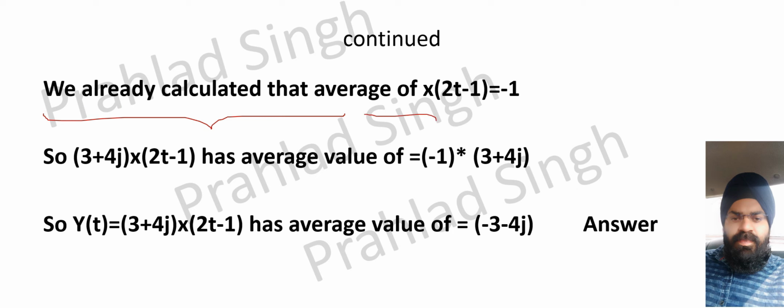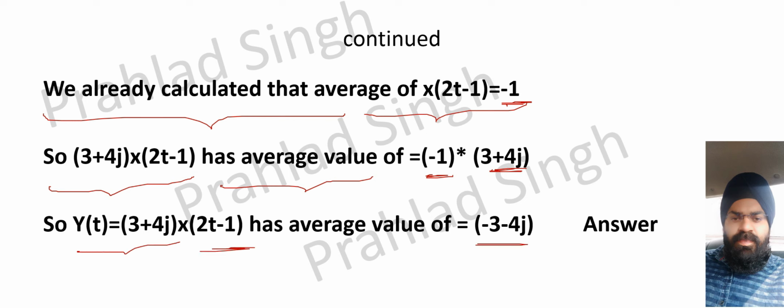We already calculated the average value of x of 2t minus 1, which is minus 1. So (3 plus 4j) times x of 2t minus 1 has an average value of the previous average value times (3 plus 4j), the same property we discussed. So y(t), which is (3 plus 4j) x of 2t minus 1, has an average value of minus 3 minus 4j. So this is our answer for average value.